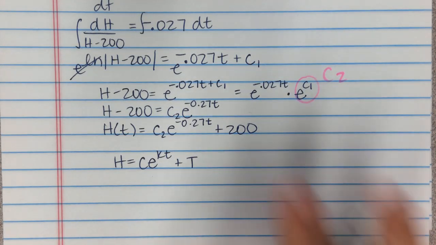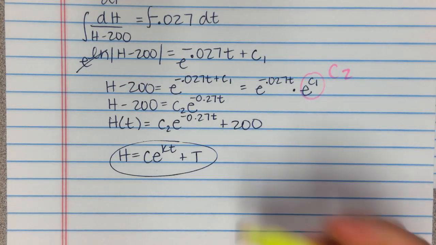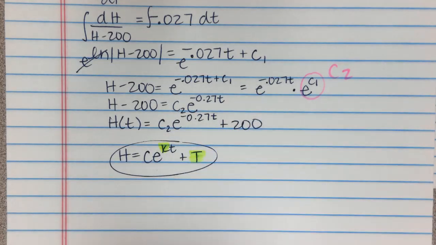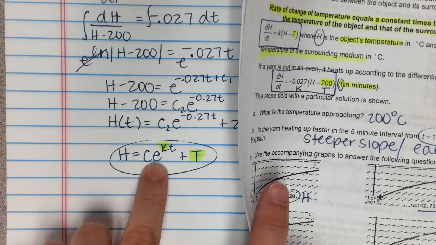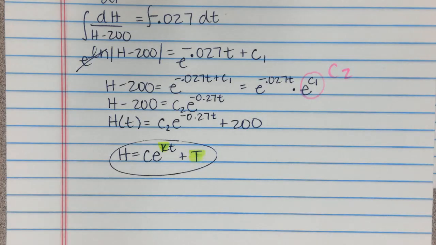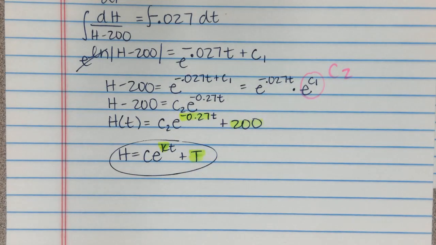So you do not have to solve this on the test. If you memorize this equation, all you need is what's my K and what's my T. That's it. If you can tell that from this equation, then you can just skip straight to here and plug in your K. Here's my K, here was my T in the differential equation. Okay, but now I need to find the particular solution.